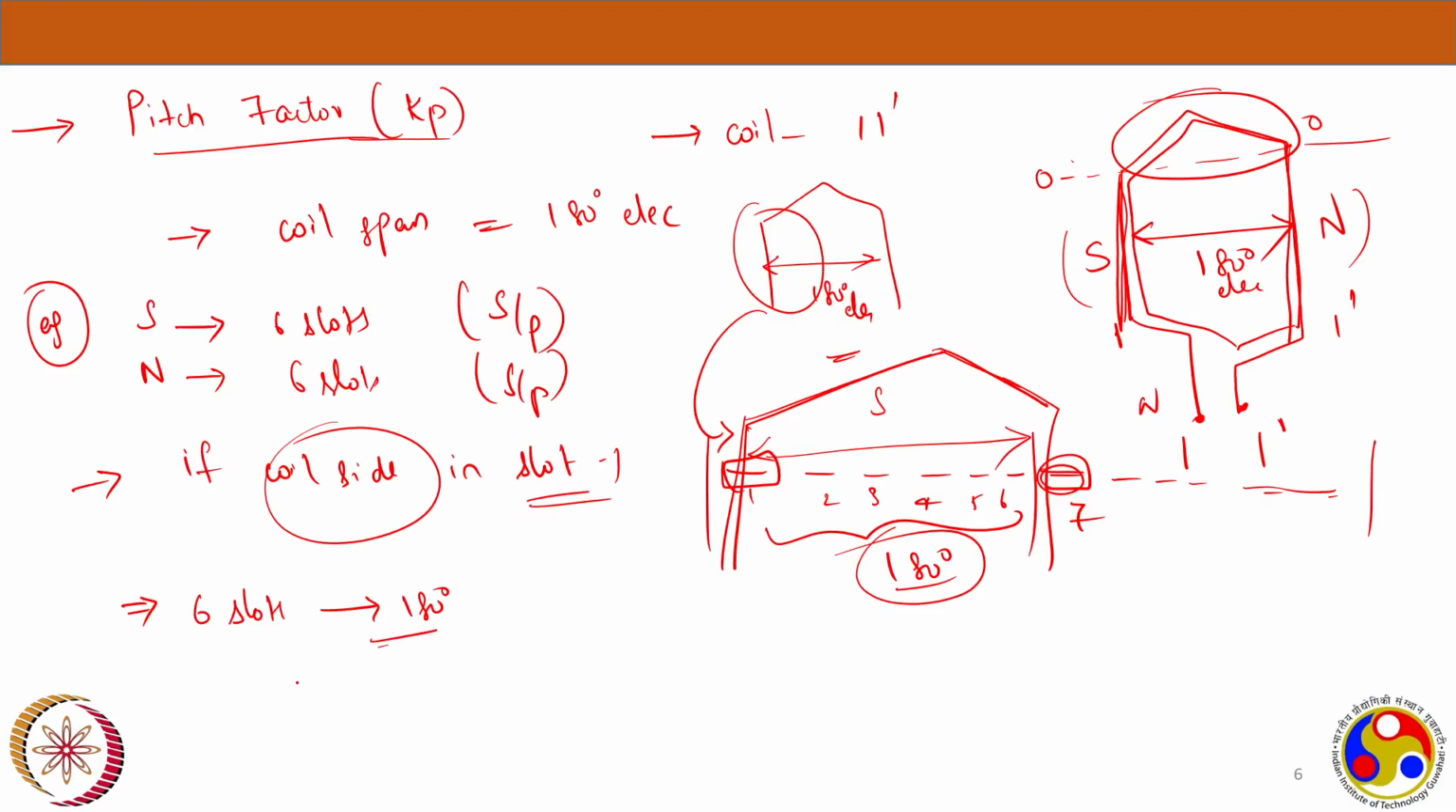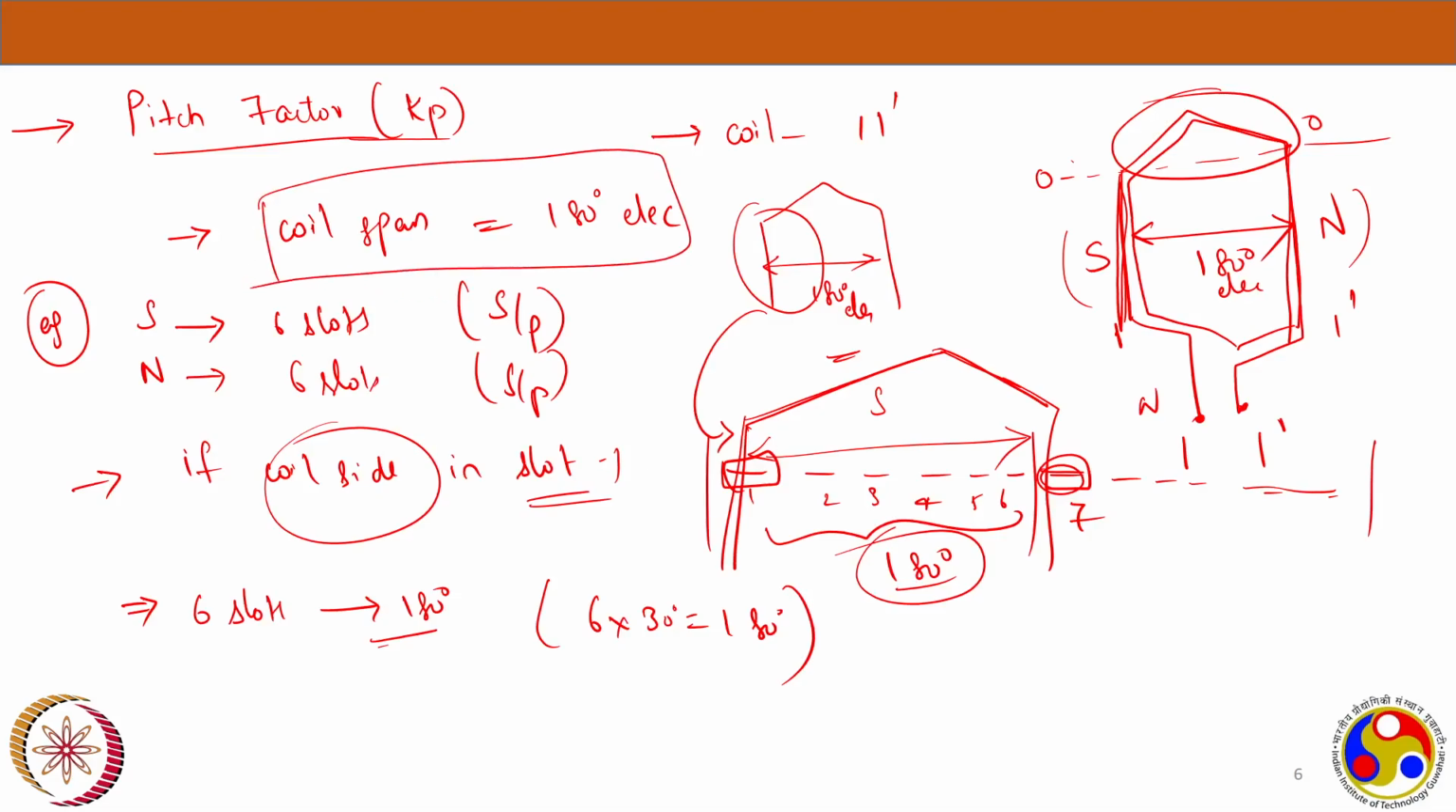That's what we call beta between each slot. 6 times 30 is equal to 180. It is equally placed and everything is good. Here the coil span is also 180 degrees, coil span is 180 degrees electrical.